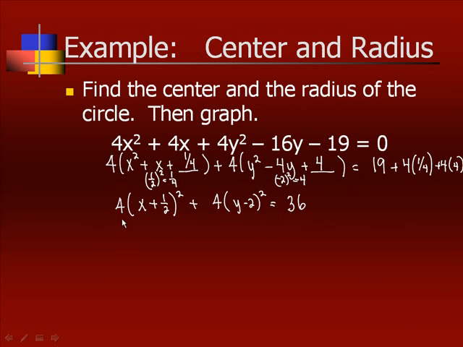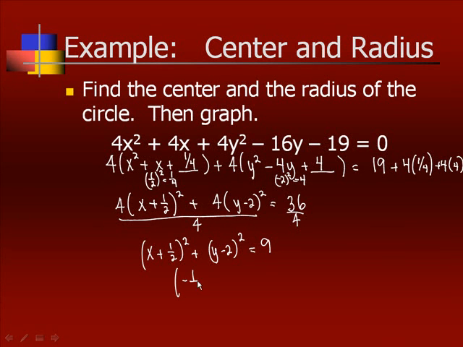And then what we can do is divide both sides by 4. So we're going to divide this side by 4 and this side by 4. So we get (x + 1/2)² + (y − 2)² = 9. So the center of the circle would be (−1/2, 2). The x value is −1/2, the y value of the center would be 2. And the radius would be 3.